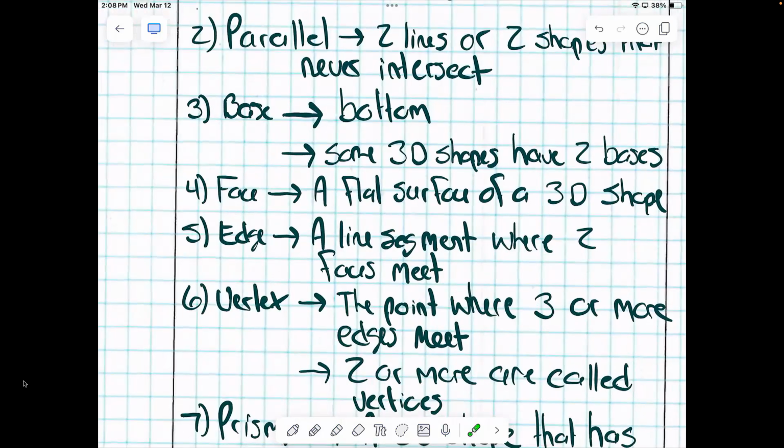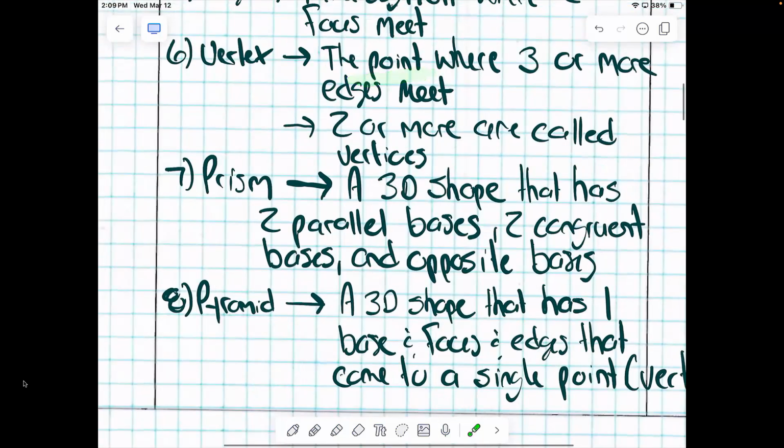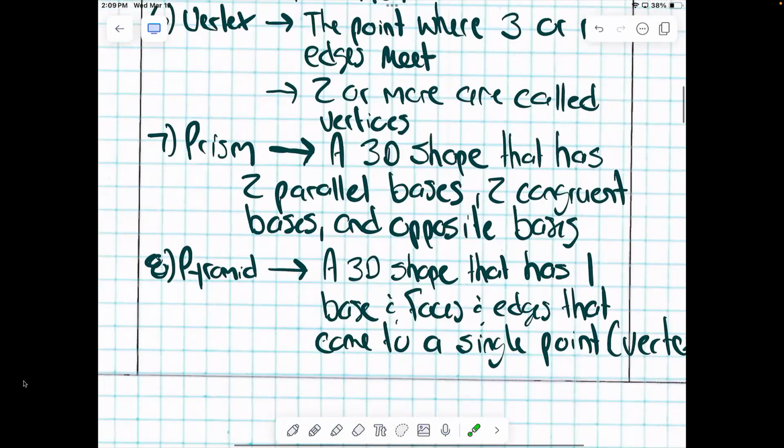A face is the flat surface of a 3D shape. So every single 3D shape is made up of multiple faces, right? Yeah. An edge is a line segment. Okay. A vertex is just a point. And prisms and pyramids. Okay, so a prism, here we go.